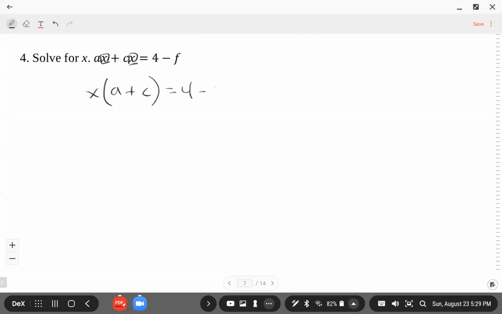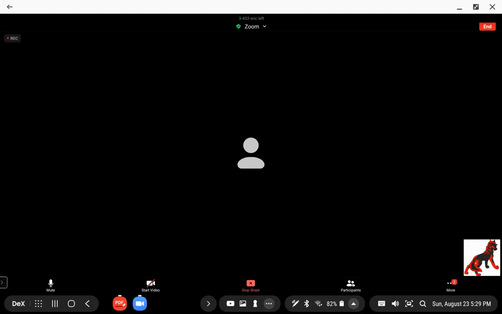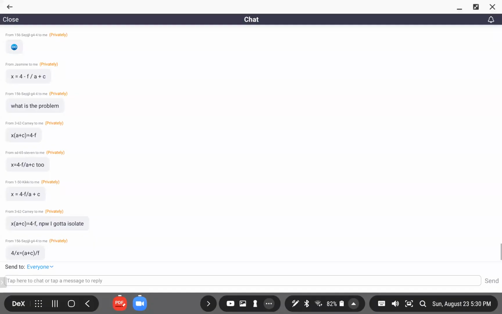And then this would be our next stage, right? We need to isolate x. And to isolate x, you can just divide both sides by the whole thing. You can just divide both sides by a plus c, right? And then you get this. X equals 4 minus f divided by a plus c. So a lot of you got that answer, so congratulations. Very good.